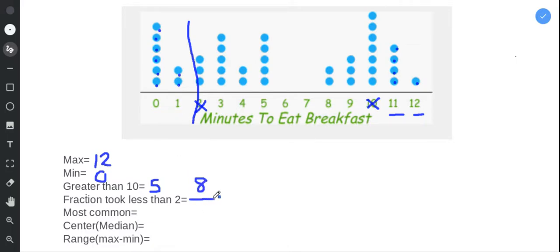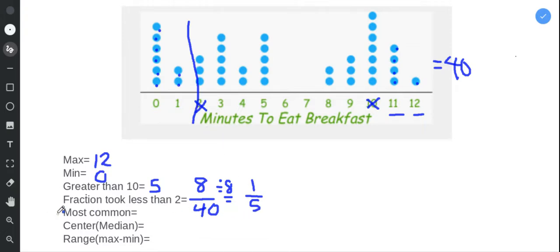And I want it as a fraction, so it's over your total number of people. You could count all the dots up, but I'm going to save time by telling you that I already counted them. There were 40 total people surveyed, 40 dots. So 8 out of the 40 took less than 2 minutes. You could also simplify that by dividing both the numerator and denominator by 8, and that would give you 1/5. 1/5 of the people surveyed take less than 2 minutes to eat breakfast.